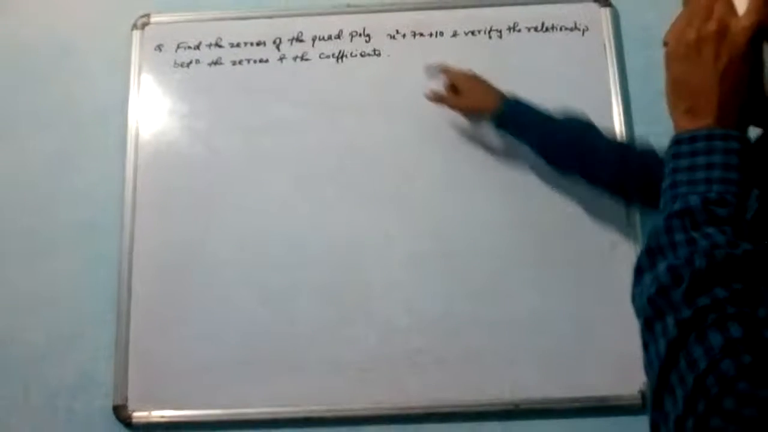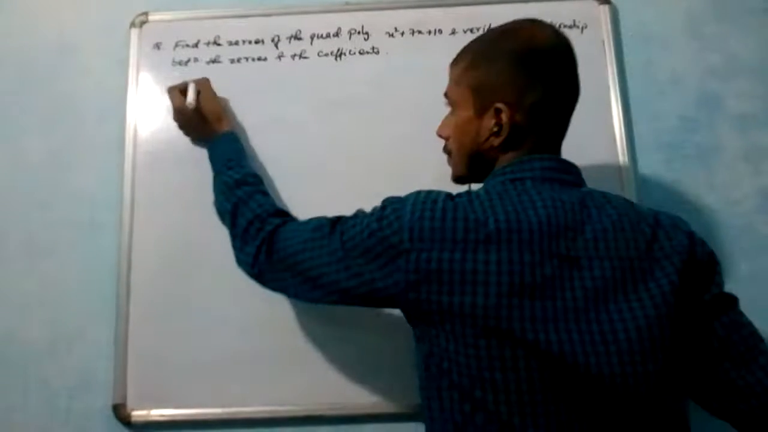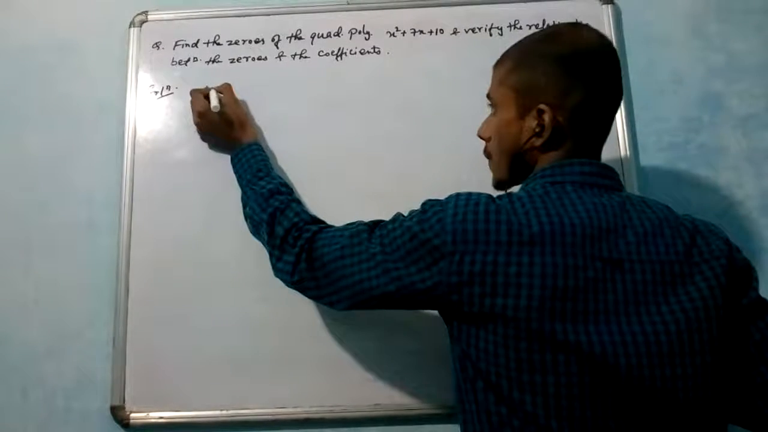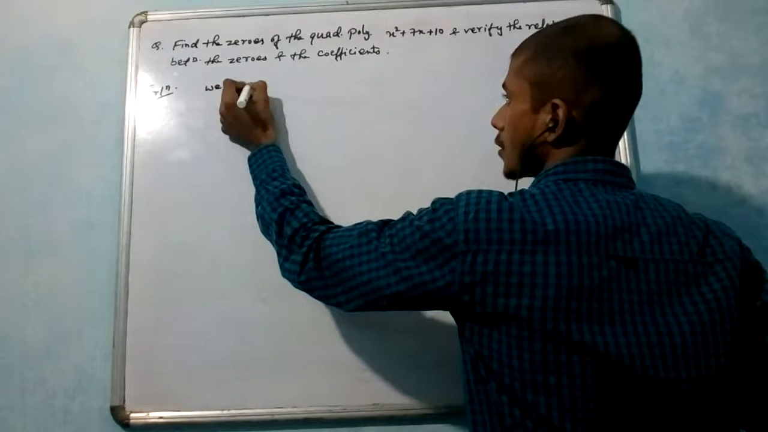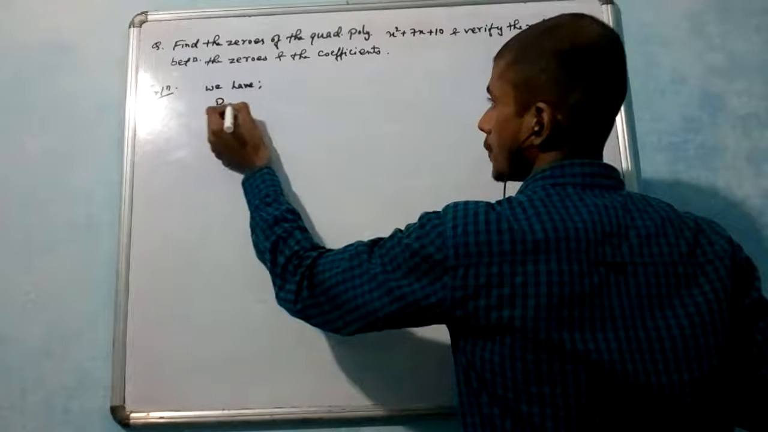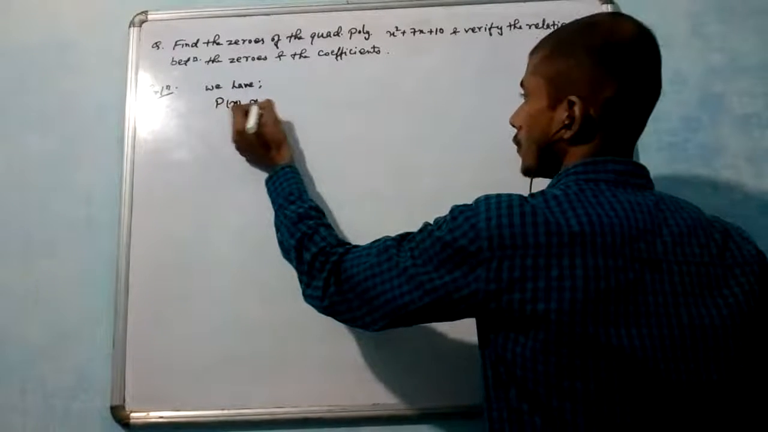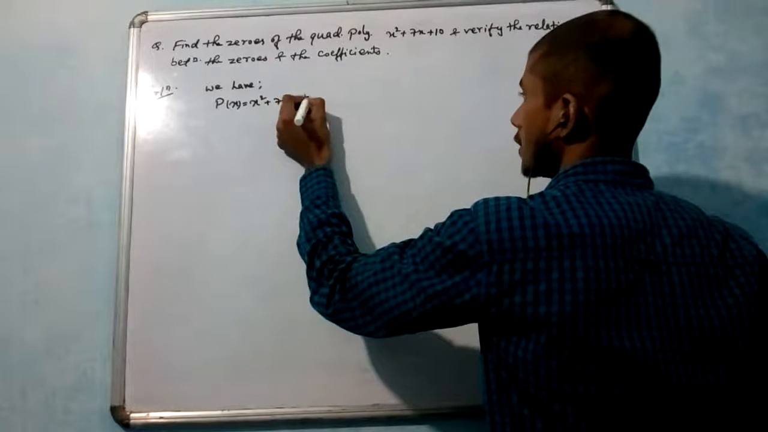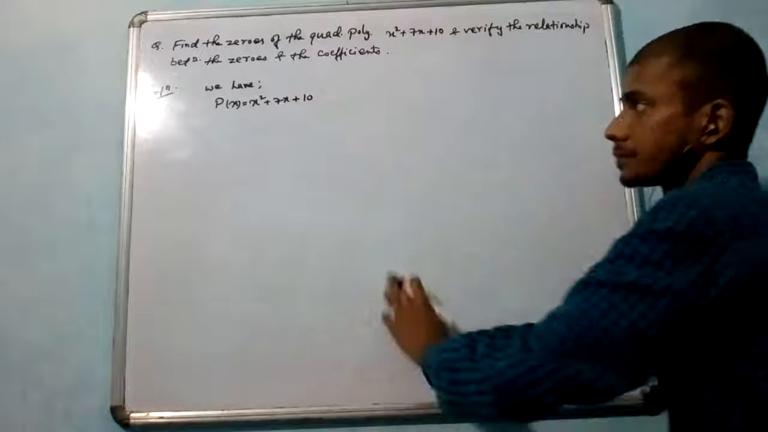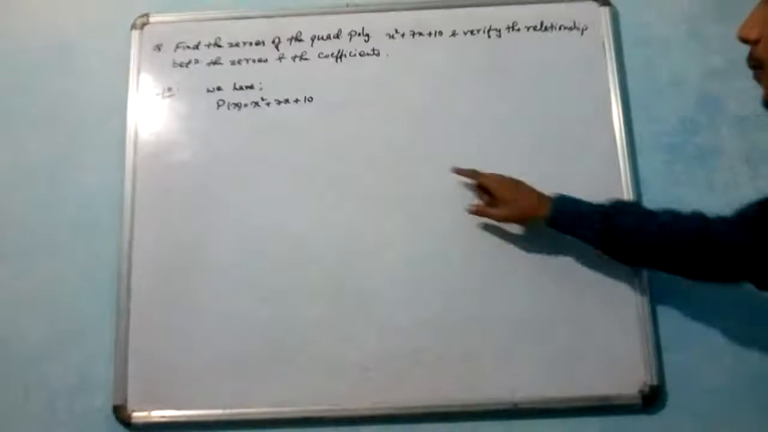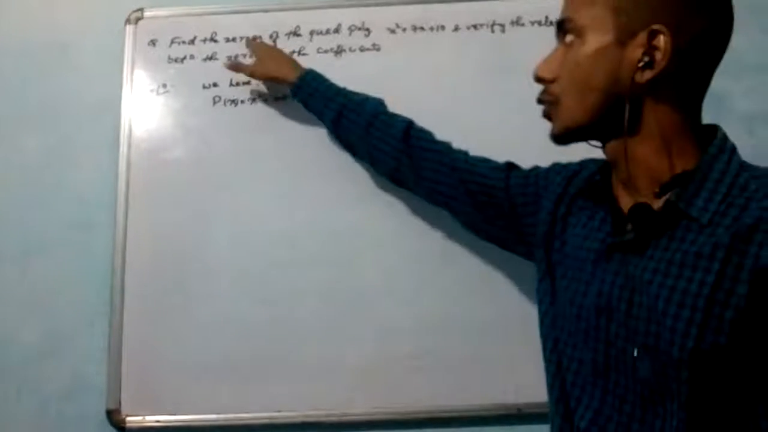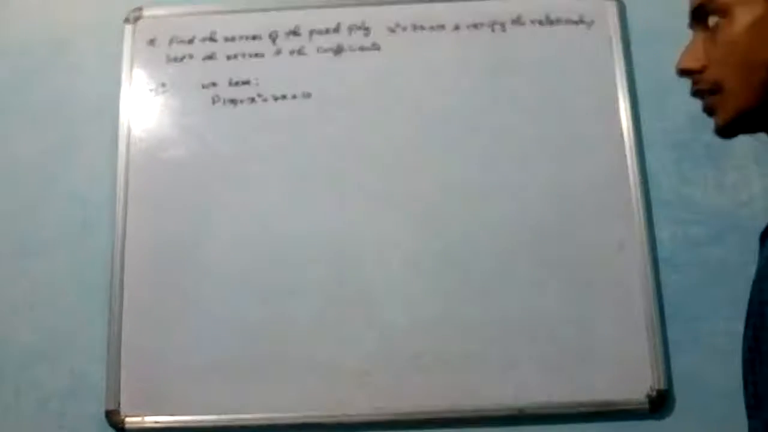So this is the polynomial given. Solution: we have P of x is equal to x square plus 7x plus 10. Fine. This is the polynomial given. Now what is it asking? Find the zeros. So first thing we have to find alpha and beta.